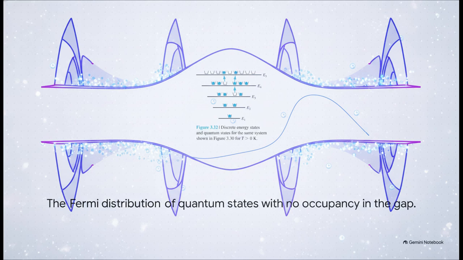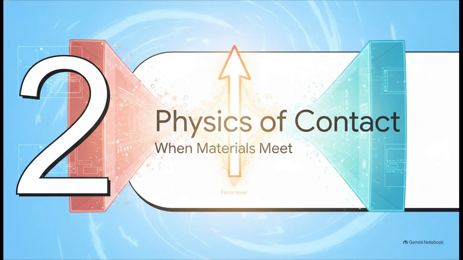Now check this out. Look closely at the band gap. That's the space between those energy levels. What's wild is that within the semiconductor's band gap itself, there are absolutely no available states for electrons to occupy, literally none. Even if the math says there's a non-zero probability, if it falls right in that gap, nobody is home. At absolute zero, every single state up to the Fermi level is packed completely full, and everything above it is entirely empty. Moving on to section 2, the physics of contact.